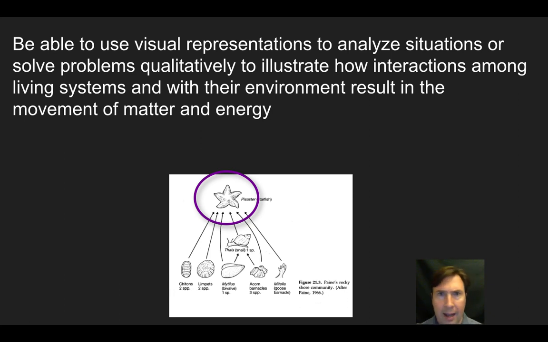So let's try to analyze the situation. What do you think would happen if I removed the sea star from this community? What do you think would happen to the species diversity in this community? Let's analyze a graph that shows two environments. One in which they maintain the sea star, which we'll call the control, and one community where they went out and removed the sea star from this environment. This actually was done by Paine in his study of this rocky shoreline.